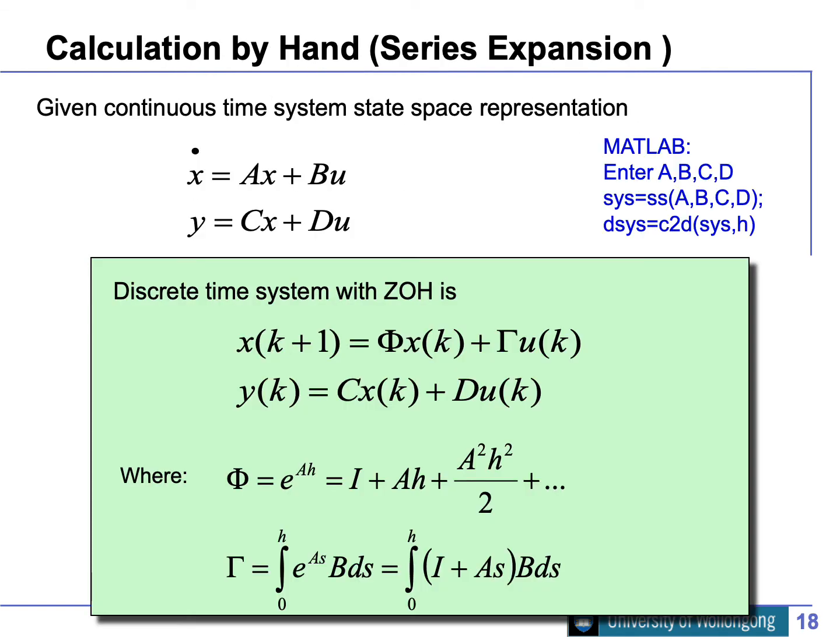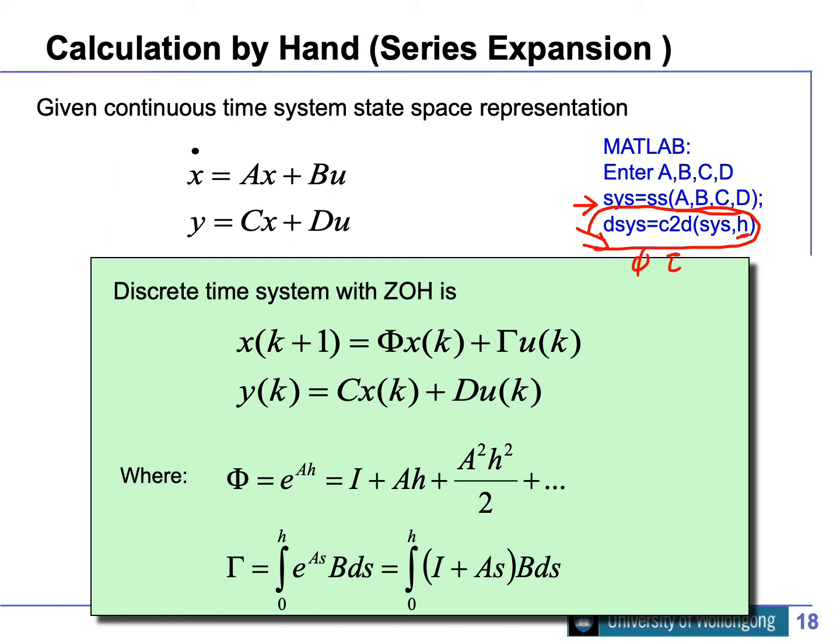So firstly, look at MATLAB. You can set up a system with A, B, C, D, and you just convert it into a digital system. So this can be a digital system. And once you have the digital system, you have phi and gamma already, right? With the sampling time h. So this is a way to get it.